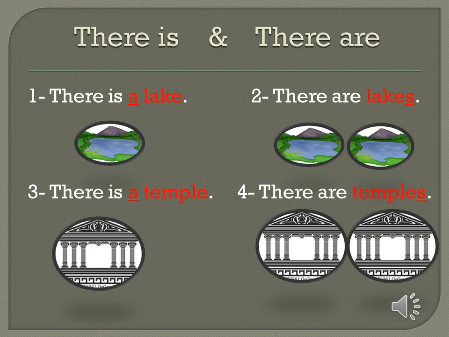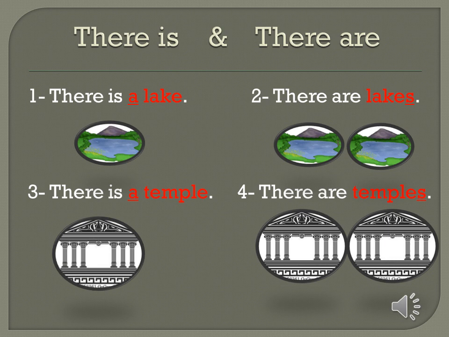Here we have the difference between there is and there are. Look at sentence number 1. There is a lake. Number 2, there are lakes. Look at number 1. How many lakes do we have? Yes, we have one lake, a lake. So I used there is. Again, we use there is with the singular noun. But number 2, how many lakes do we have? We have 2 lakes. It's a plural. Lakes ends with S. So we use there are. We use there are with plural nouns.